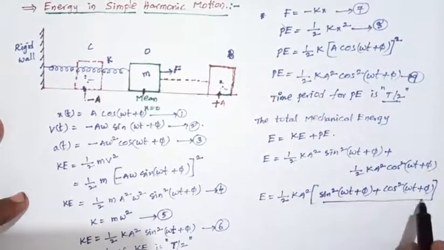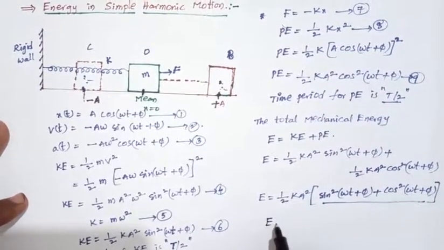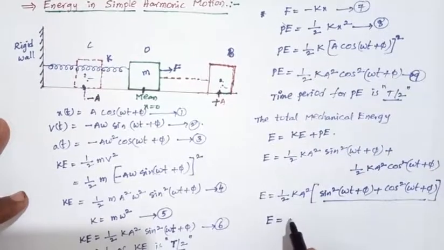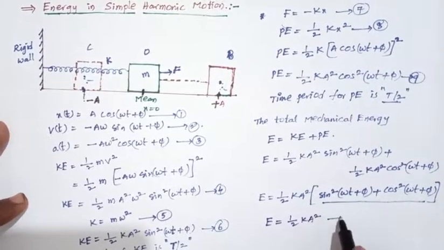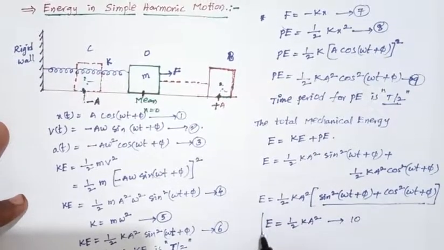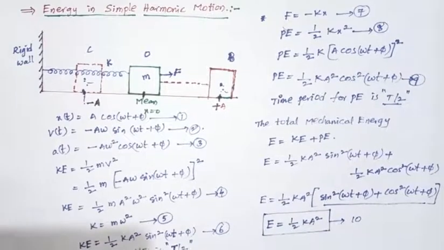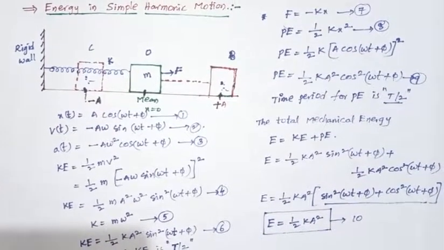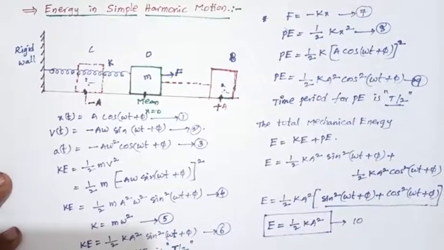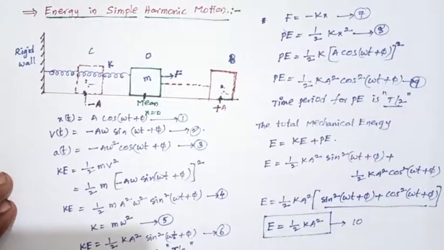So what is this term? It is equal to 1. So the total energy equals half k a squared. This is equation number 10. Equation number 10 denotes the total mechanical energy of a simple harmonic motion of a particle or body, equal to half k a squared.